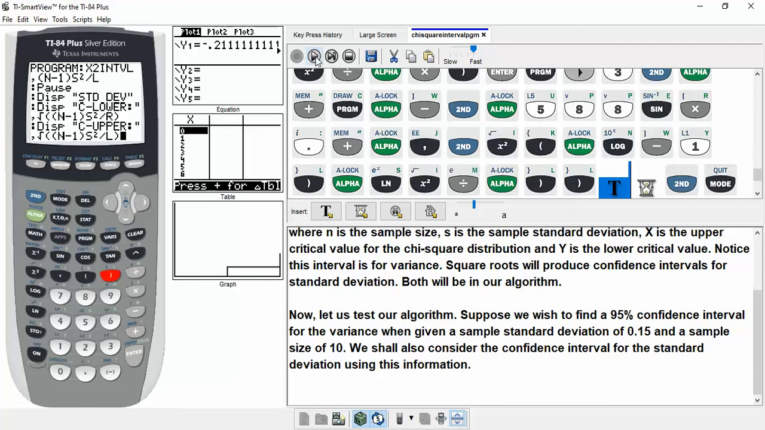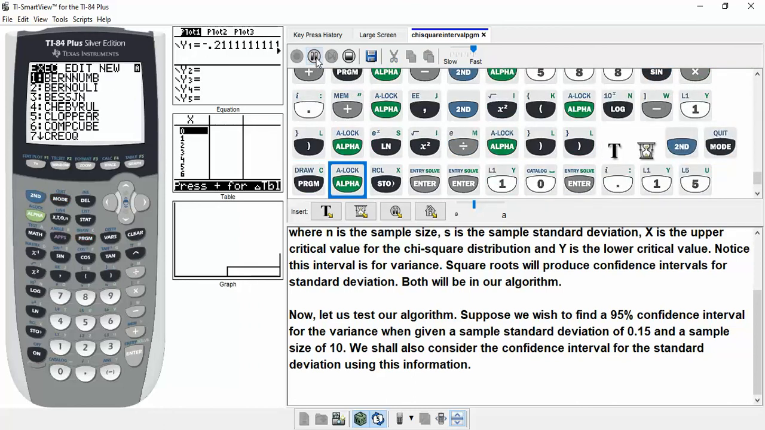Now this is essentially the finish of our algorithm, but we need to test this. So we're going to go ahead and test it with an example where we already know the information. So we have a 95% confidence interval for the variance when given a sample standard deviation of 0.15 and a sample size of 10. We shall also consider a confidence interval for the standard deviation for the same information. So basically our confidence level is 0.95, our sample standard deviation is 0.15, and our sample size is 10. This is just going to be something for us to test. So we'll go ahead and quit out of here.